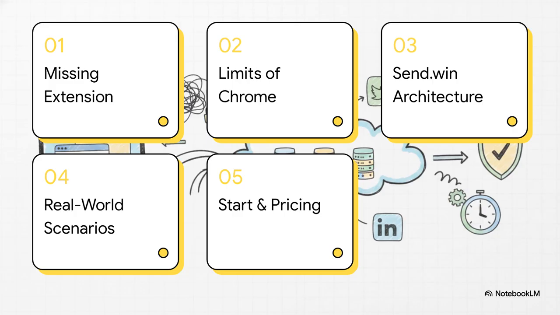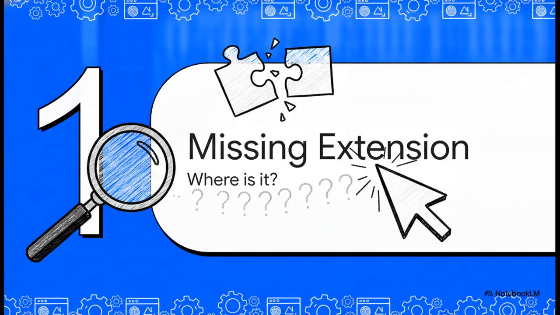So here's our roadmap for this explainer. We're covering 1. The missing extension, 2. The limits of Chrome, 3. The Send.win architecture, 4. Real-world survival scenarios, and 5. Getting started in pricing. All right, let's kick things off with Section 1, the missing extension.